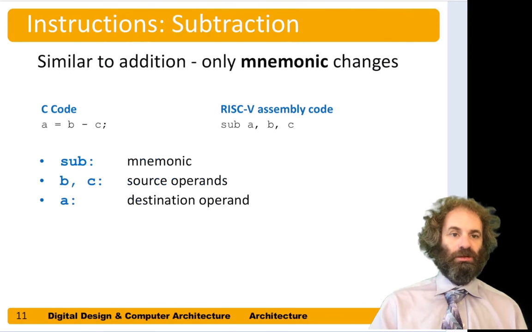Subtraction is similar, only the mnemonic changes. So if we wanted to do a = b - c, we could write it with the instruction sub a gets b minus c. Again, the mnemonic now is sub, and the operands are the same: destination is a, and the two sources are b and c.